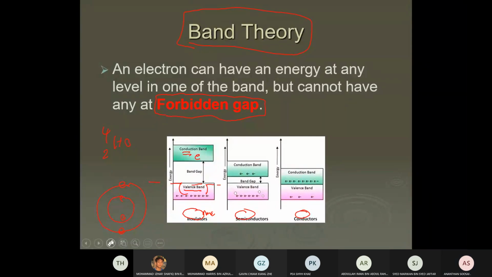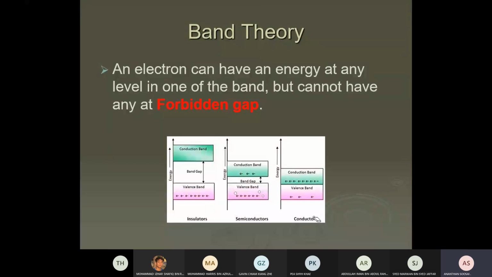Now, you see this picture here. How big the forbidden gap is differs between insulator, semiconductor, and conductor. The insulator has a huge forbidden gap. It means it is impossible for the electron to jump to the conduction band, so it never promotes electric current flow. For the semiconductor, the forbidden gap is quite small. You give a little energy, the electron can go to the conduction band and promote current flow.